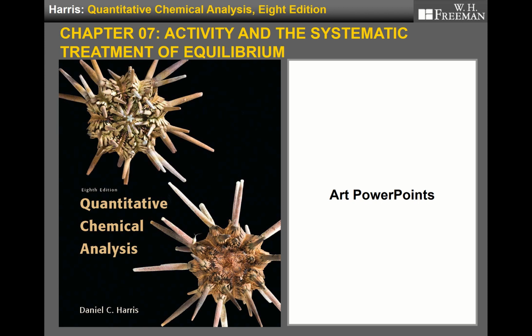Hello, students. We reached chapter 7. The topic is activity and the systematic treatment of equilibrium. In this chapter, you will learn what activity is and how you calculate very complex chemical reactions using mass balance and charge balance. So this chapter is the basis of the calculations appearing in all kinds of chemistry.